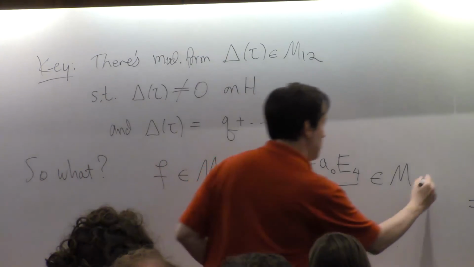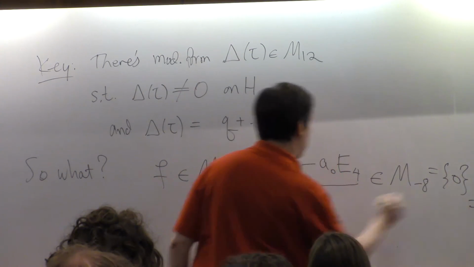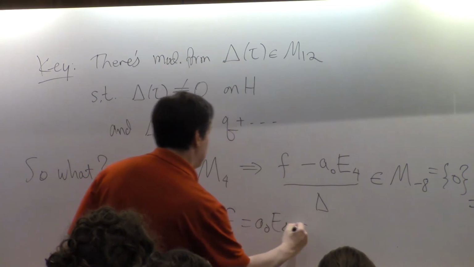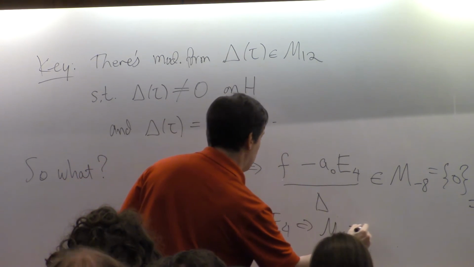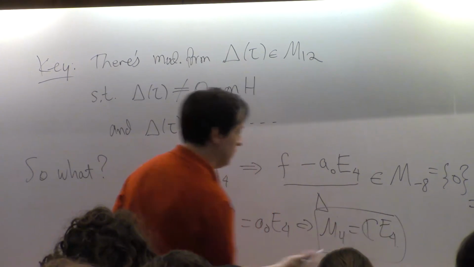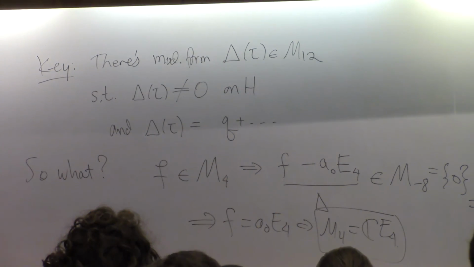And so this is really in the space, and so that's the 0 space, and therefore f is equal to a0 e4, and that proves that the modular forms of weight 4 are just the scalar multiples of e4. That just illustrates how, in the low values of k, you can read off these things by pushing things into the negative weight space, so you already know it's 0.